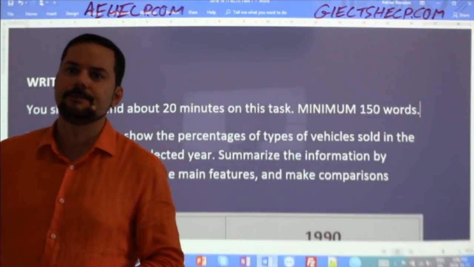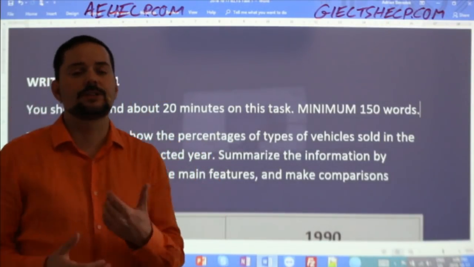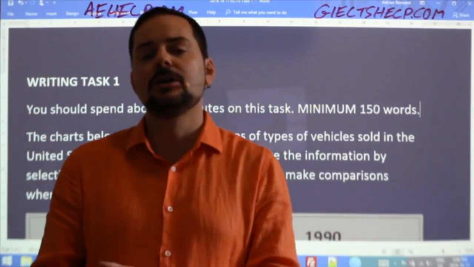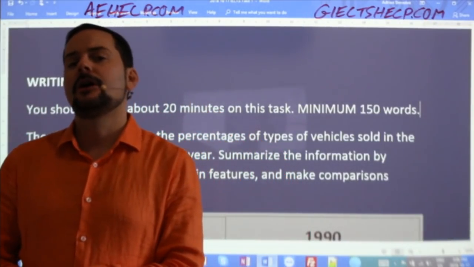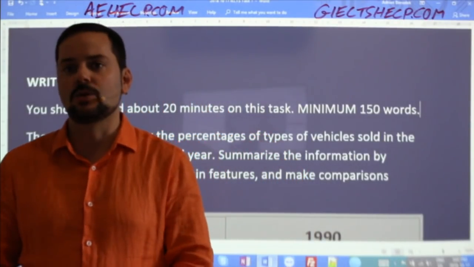Okay. Why? Tell me that. And of course, for this reason, you should always do task 1 first and leave task 2 for second. You should never start with task 2. You should always start with task 1. Okay.